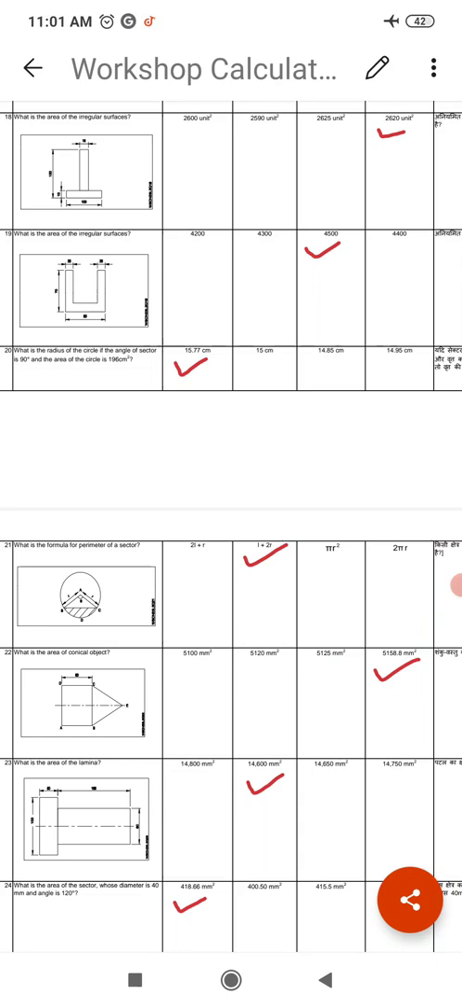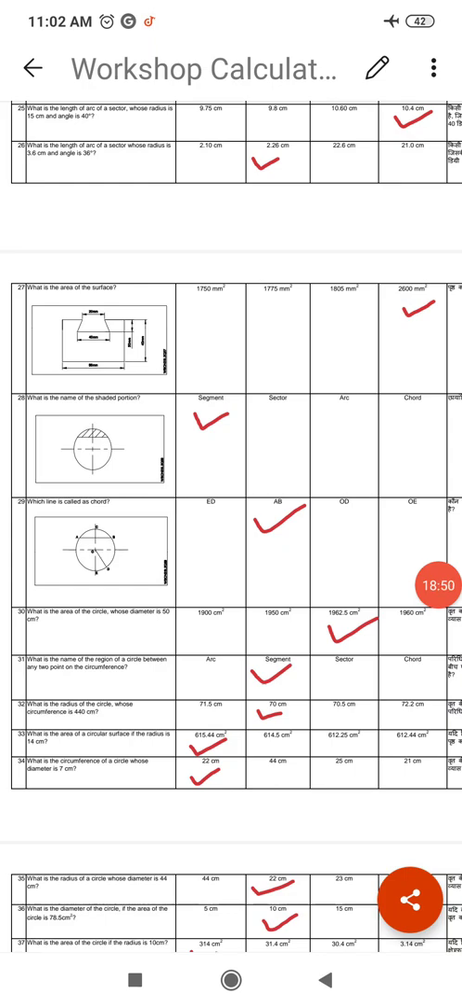What is the area of sector whose diameter is 40 mm and angle is 120 degree? Its answer is 418.66 mm square. Next question. What is the length of arc of sector whose radius is 15 and angle is 40? Its answer is 10.4 centimeter. What is the length of arc in sector whose radius is 3.6 centimeter and angle is 36? Its answer is 2.26 centimeter.